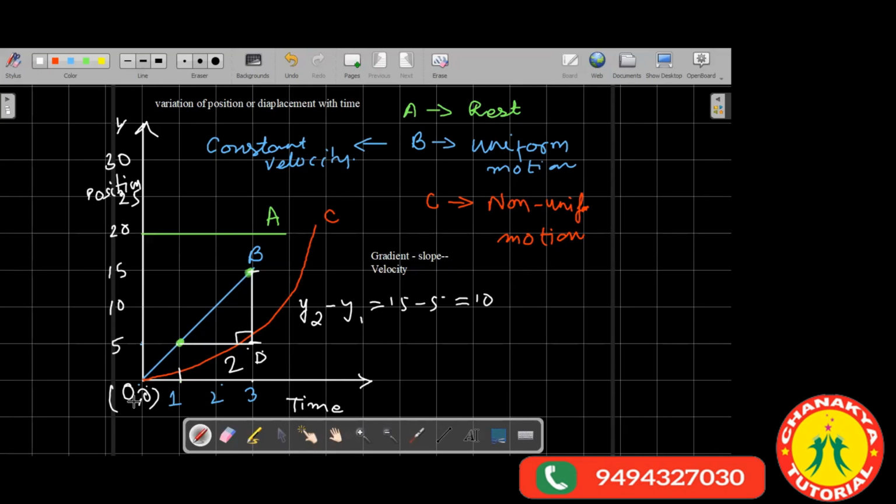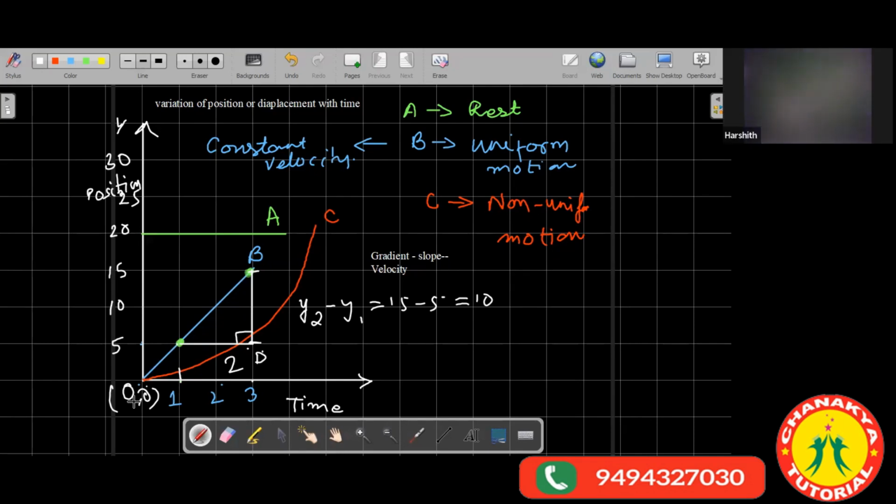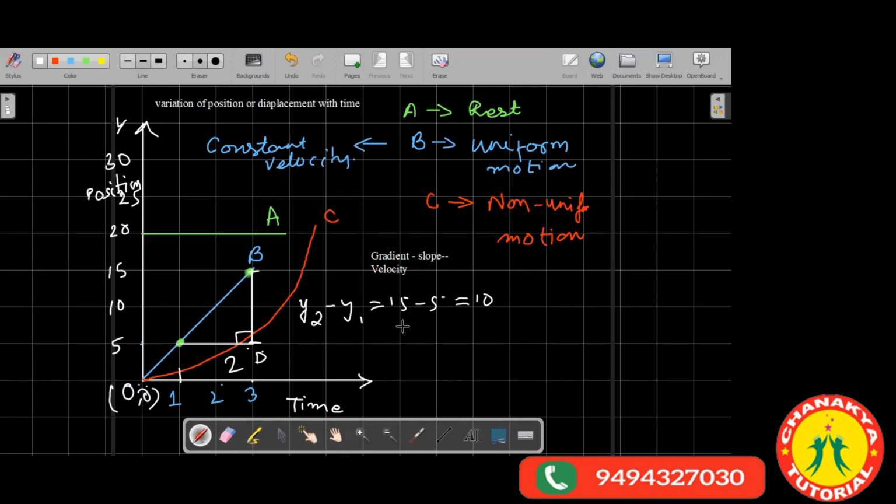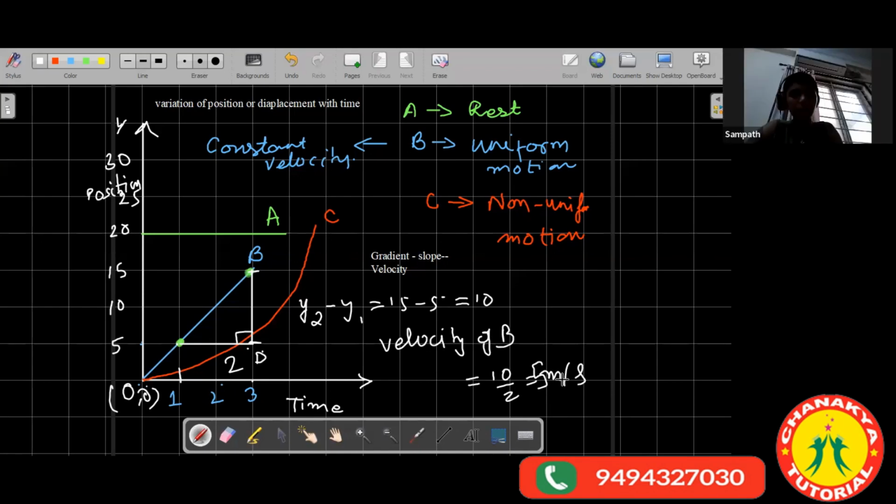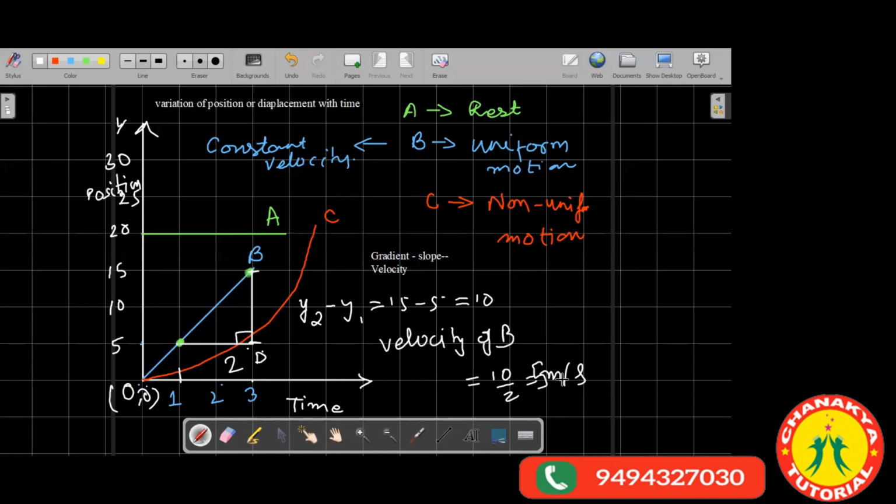So what would be the velocity represented by the graph OB? So 5 meter per second. 5 meter per second. Okay. So for graph B, we can find out the velocity. We are finding velocity of B, which is 10 by 2, that is 5 meter per second. Anyone having any problem? Anyone who has not understood how we find out the velocity from position time graph? Sir, once can you explain again?